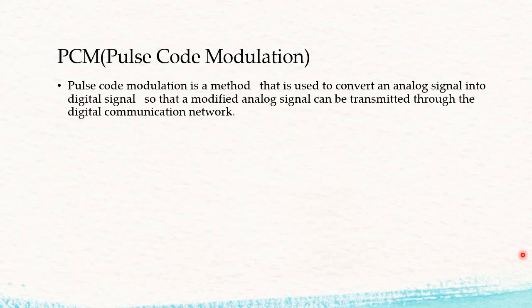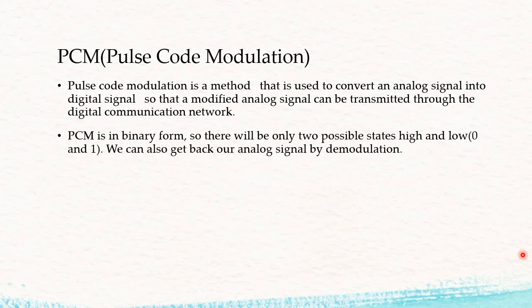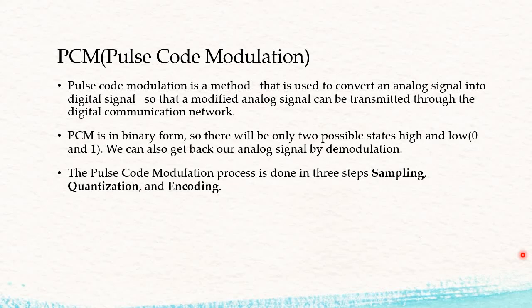Then the PCM. So what is PCM? PCM stands for pulse code modulation. It is a method used to convert an analog signal into a digital signal so that a modified analog signal can be transmitted through the digital communication network. PCM is in binary form, so there will be only two possible states, either high or low. The PCM process is done in 3 steps: sampling, quantization and encoding.